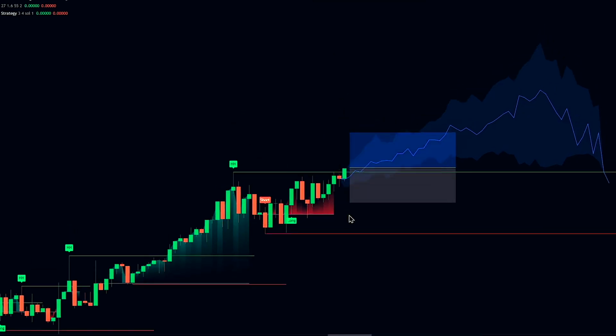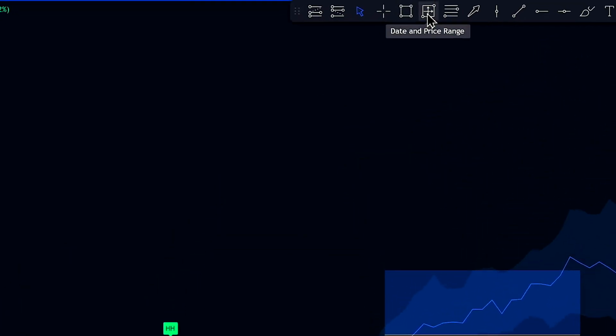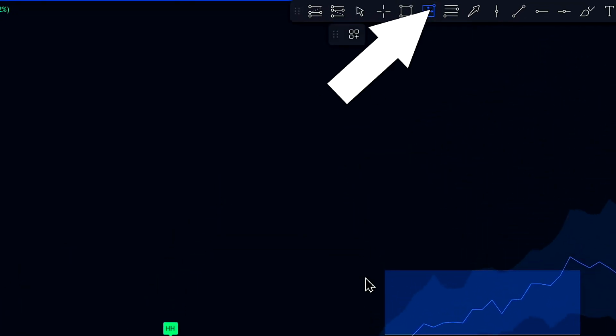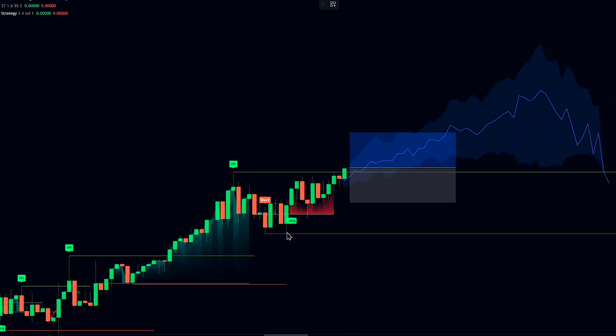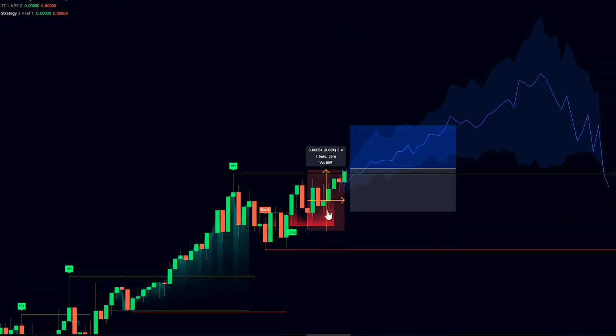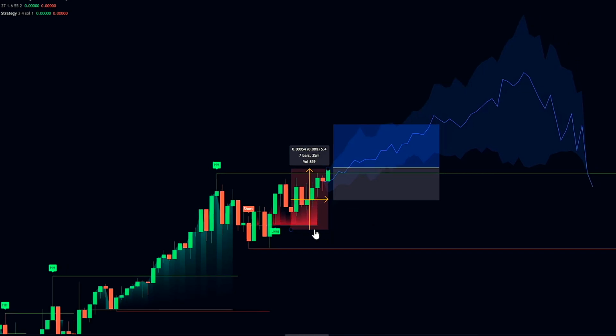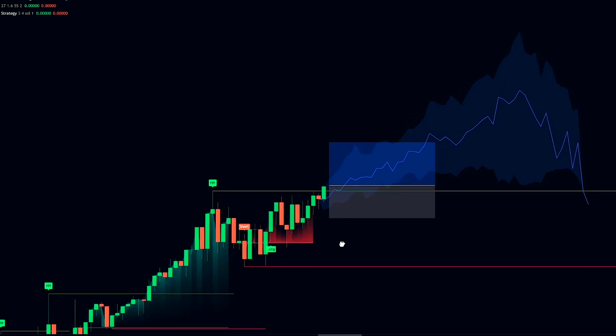To place your stop loss, grab the date and price range tool. Draw from the most recent swing low to the close of the entry candle. Your stop loss should be set at the midpoint of the rectangle, right on the center line. We do this because swing lows are often too far from a reasonable stop. Then set your take profit at 1.5 times the risk.